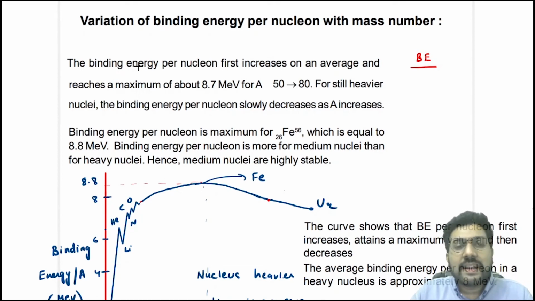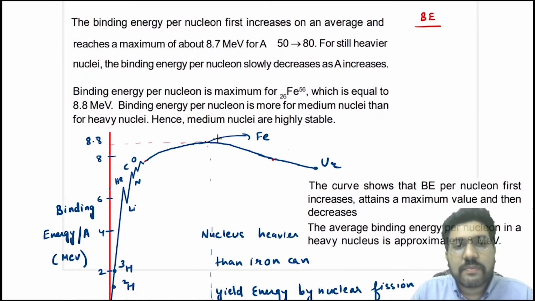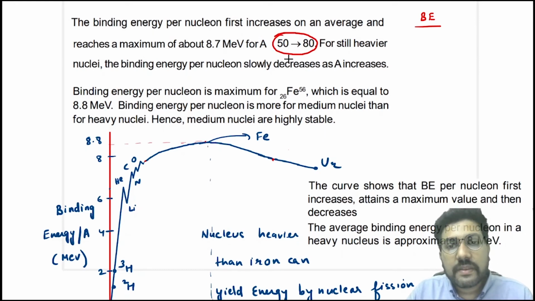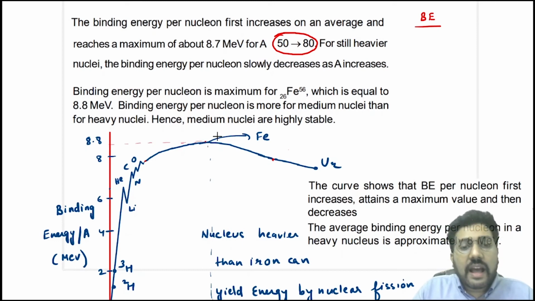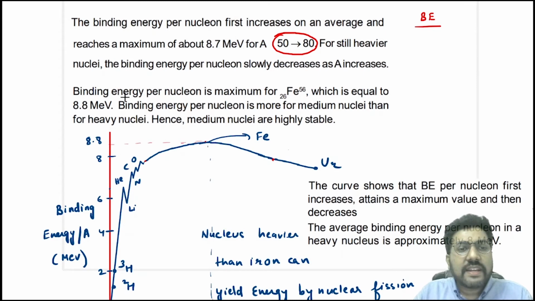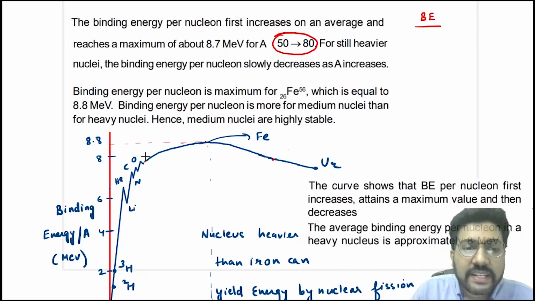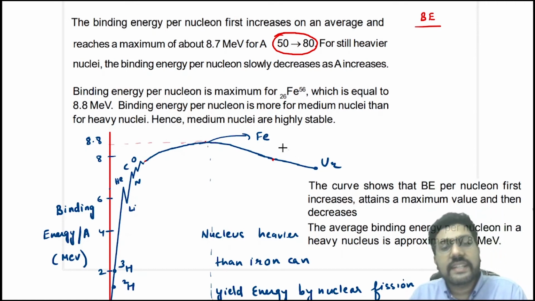So the binding energy per nucleon first increases on an average, reaches a maximum value of about 8.7 to 8.8 mega electron volt, and this range is for elements between mass number 50 to 80. And after that it starts to decrease. So for still heavier nuclei, the binding energy per nucleon slowly decreases as A increases. So first it sharply increases and then it slowly decreases.